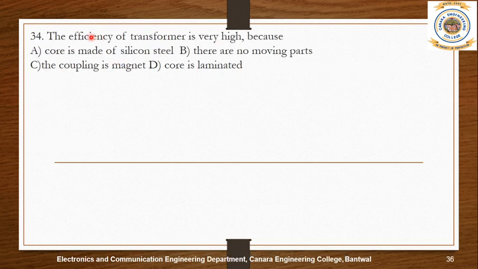Now, the efficiency of the transformer is very high because core is made up of silicon steel, there are no moving parts, the coupling is magnetic, core is laminated. As I told, out of these four options, best fitting is this one. Transformer is a static device, so there are no moving parts in this. So the efficiency is high. That is option B is the right answer.